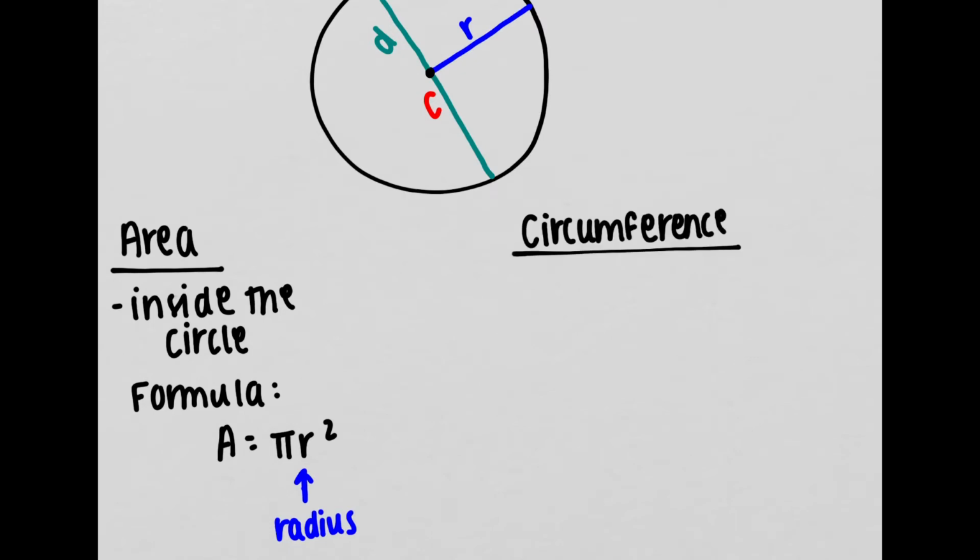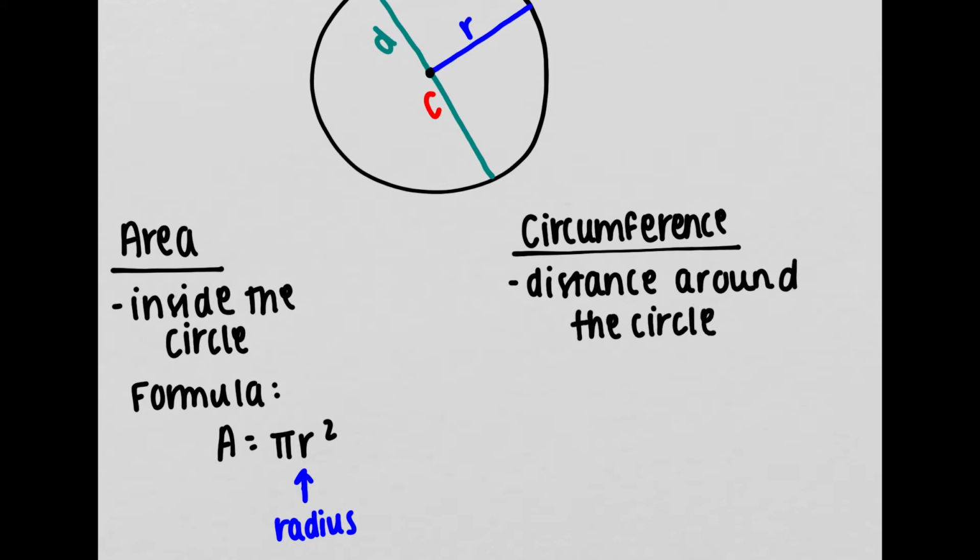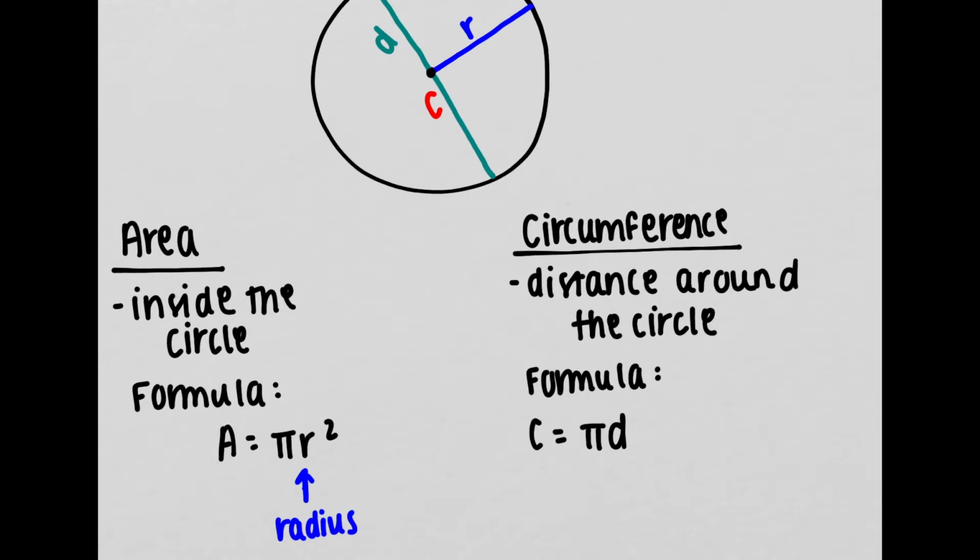Now the second set of formulas we're going to talk about are the circumference. Circumference is kind of like the perimeter for a square, rectangle, any other shape that has hard lines or edges. The circumference is the distance around the circle, basically the perimeter around the circle. We do have two formulas we can use here. The first one is the easier one, and that's when you're given the diameter. So that's pi times d, and remember that lowercase d stands for diameter.